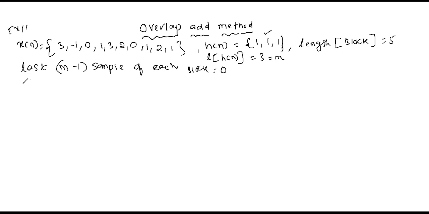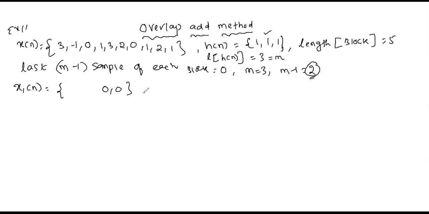Here M equals 3, then M minus 1 is 2. So for this particular example, the last 2 samples are always 0. The length of the block is 5, so it contains 5 samples, and out of those 5, the last 2 samples are 0. Now see how I am writing. The first block, x1 of n, has the last M minus 1 samples as 0. I am putting 0, 0 because M minus 1 is 2.